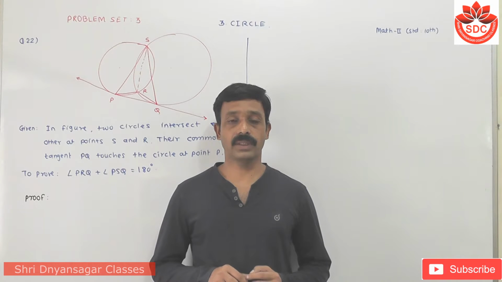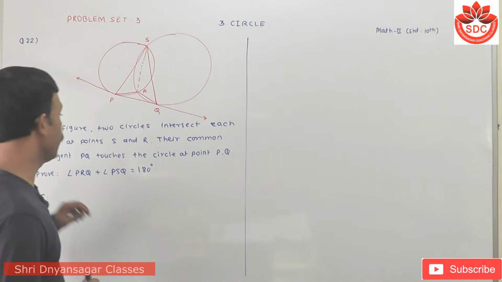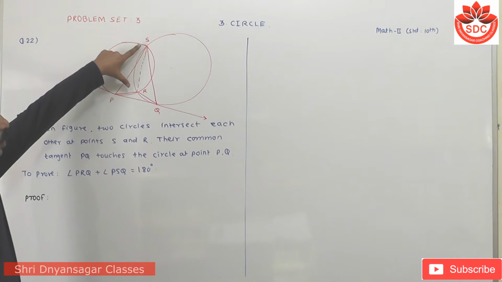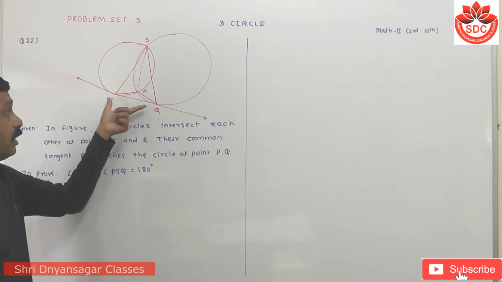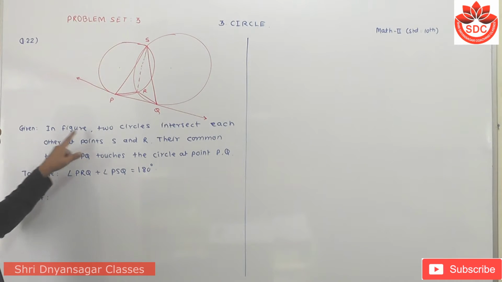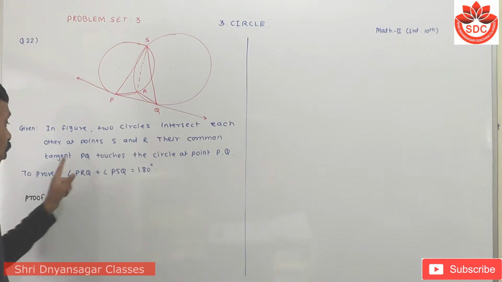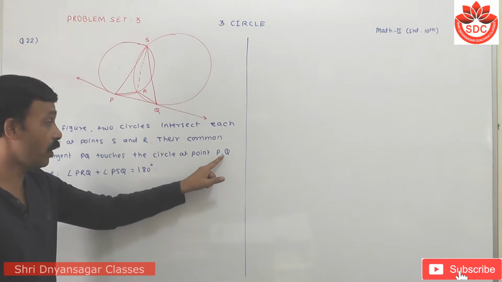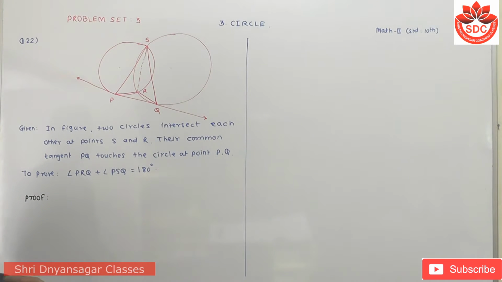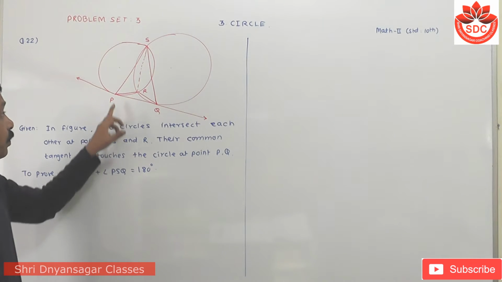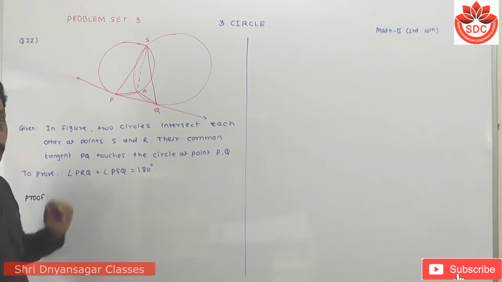Today we discuss the next questions of problem set 3 of the chapter Circle. Question number 22: I have to directly take its given and to prove. Two circles intersect in two points, S and R, and the line PQ is the common tangent of both circles, touching the circles at points P and Q. To prove: angle PRQ plus angle PSQ is equal to 180 degrees.